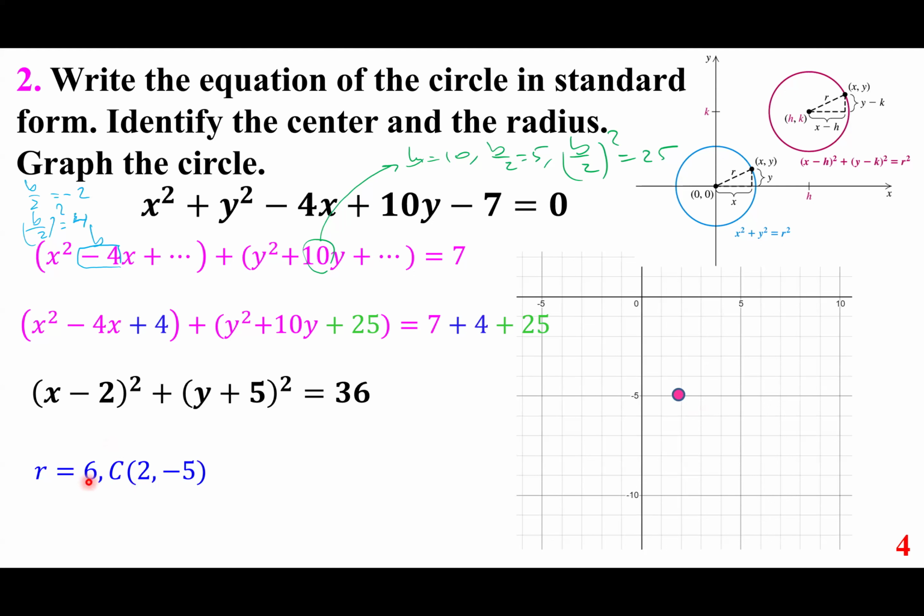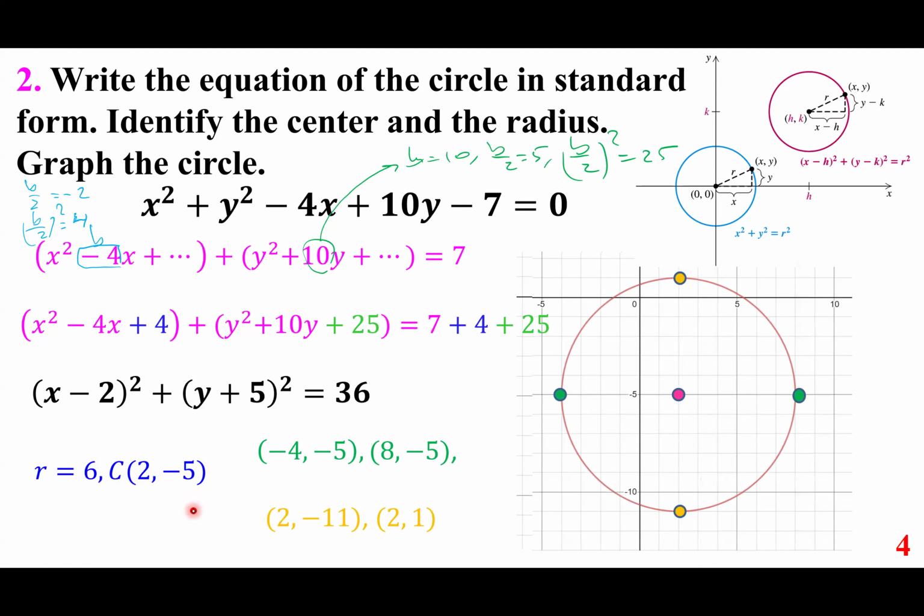and go r units, 6 units to the right and left. So to the right and left, if we add, we get 8 here. If we subtract, we get -4 here. Up and down, if we add, we get +1. If you subtract, you get -11. So those are the two pairs, and the second two pairs, those are the graph points. Now we use those 4 pairs to help us graph, okay, everybody?